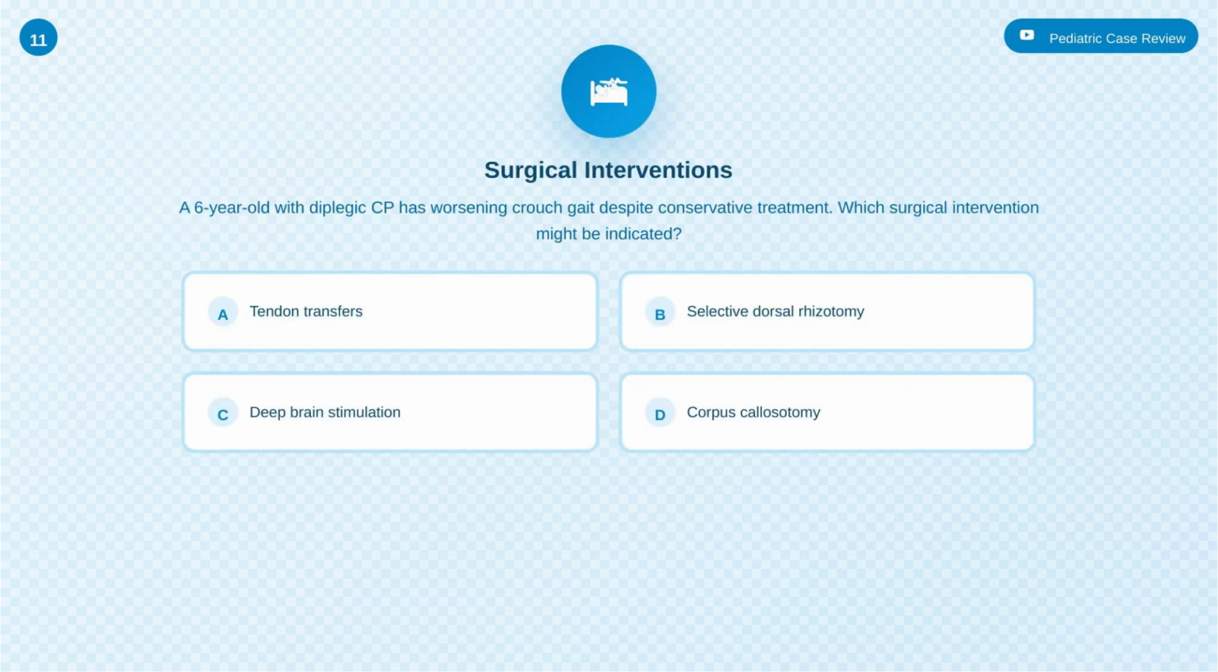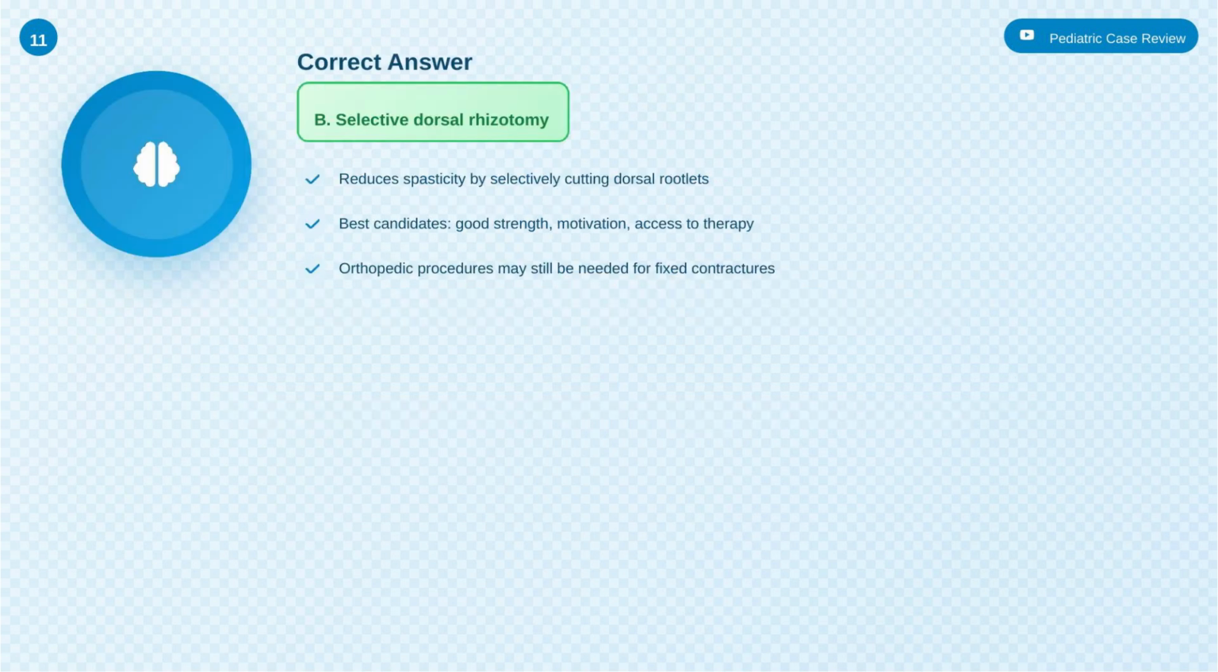A 6-year-old with diplegic cerebral palsy has worsening crouch gait despite conservative treatment. Which surgical intervention might be indicated? A. Tendon transfers. B. Selective dorsal rhizotomy. C. Deep brain stimulation. D. Corpus callosotomy. The correct answer is B.